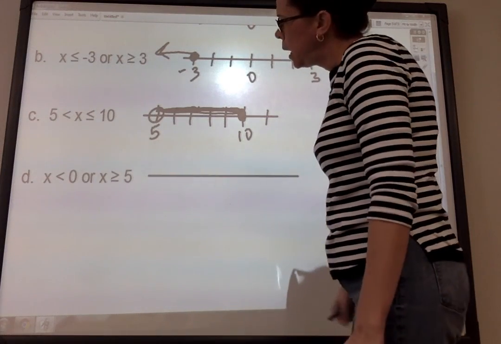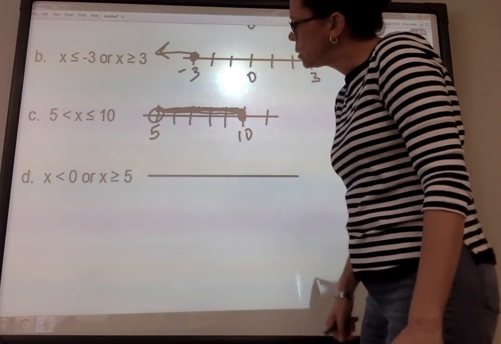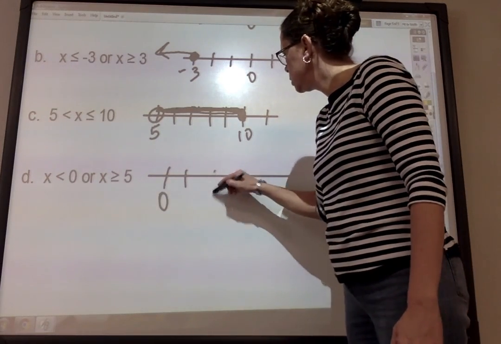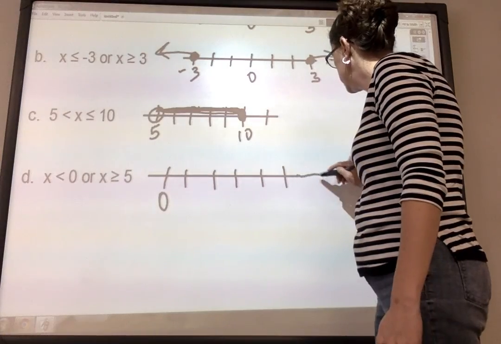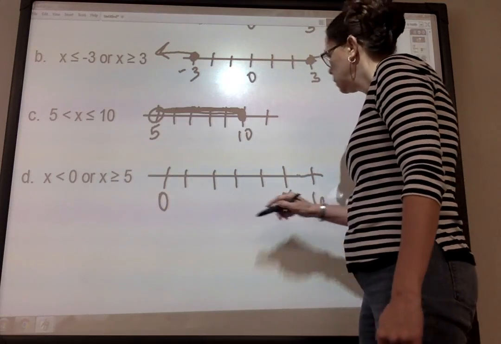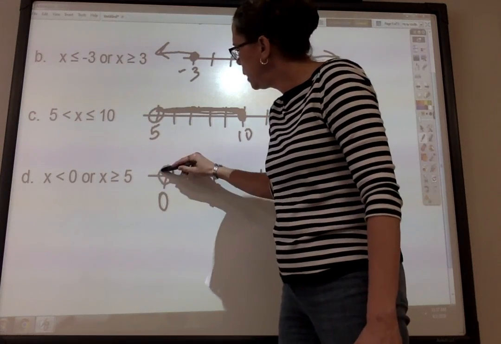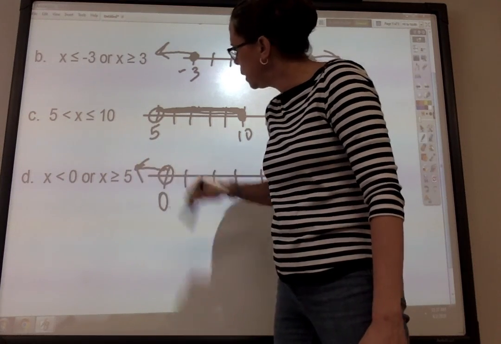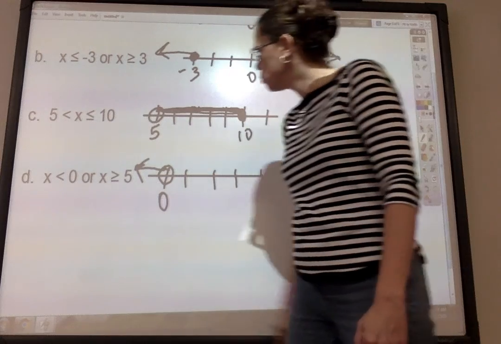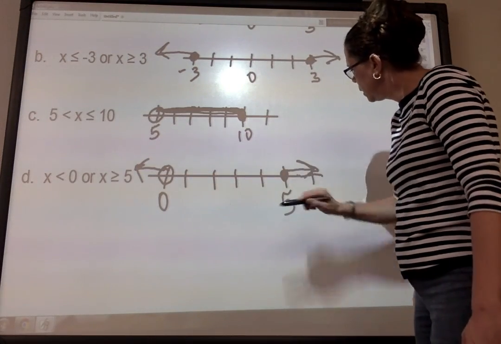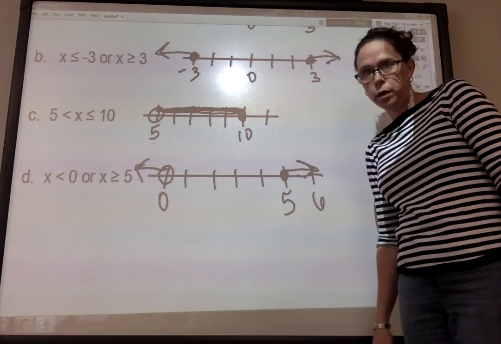Last one. X is less than 0, or x is greater than or equal to 5. So I'm going to start at 0 here. 1, 2, 3, 4, 5, 6. X is less than 0. Open circle on 0. Arrow goes that way for less than. Or x is greater than or equal to 5. Closed circle on 5, and this way has the values greater than.